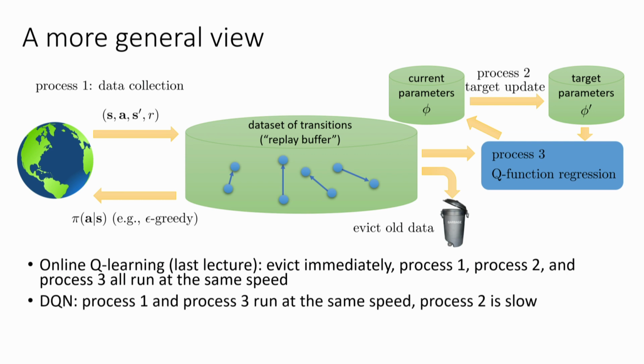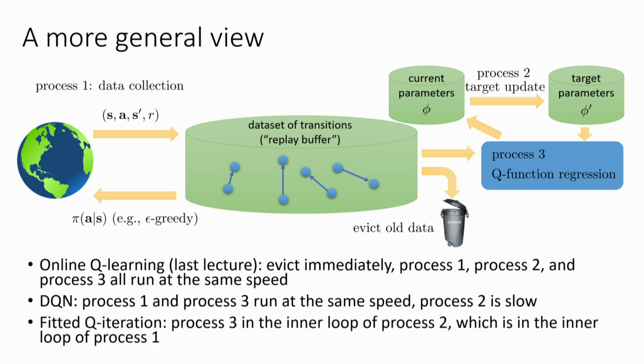The DQN algorithm, which is what you're going to be implementing for homework 3: process 1 and process 3 run at the same speed. So for every transition you collect, you take one gradient step, and process 2 is very slow. And your buffer is of size larger than 1. And then in classic fitted Q-iteration, process 3 is actually in the inner loop of process 2, which is in the inner loop of process 1. So that's just another variant on the same recipe.